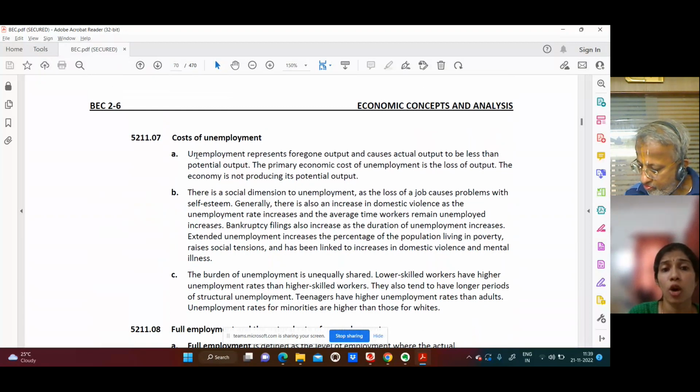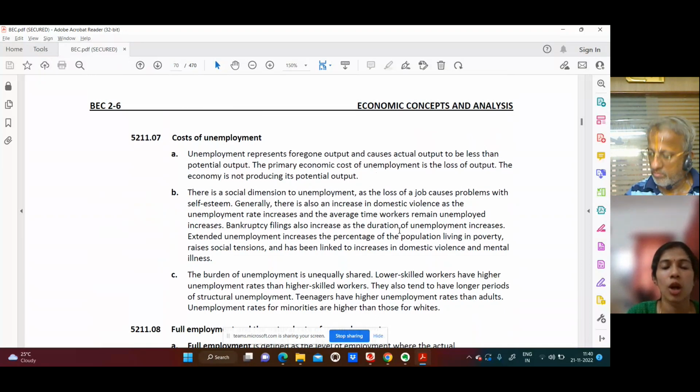So what do you mean by costs of unemployment? Because somebody is unemployed, how is it impacting the economy, or how is it impacting the business? You can easily understand this. Unemployment represents foregone output. If somebody is unemployed, what is going to happen? Your output is actually going to come down because you are not employing people to their fullest capacity. You're not employing people, so it is causing a reduction in the output.